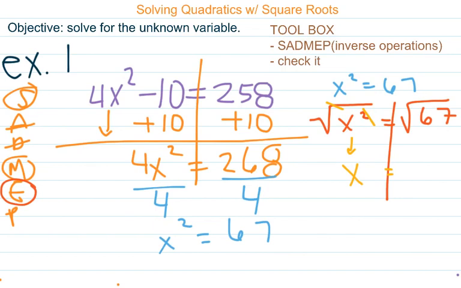So what I want to point out is if we were simplifying the square root of 67, we would first look for a perfect square. Well, there isn't a perfect square in 67, so I am not able to reduce this anymore.